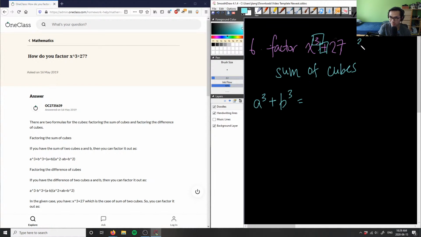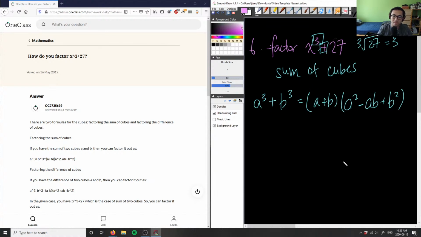So let me write on the side here. The cube root of 27 is equal to 3. So therefore, for the sum of cubes, we can use this and get a very nice equation here. Back to the formula, we have a cubed plus b cubed is going to equal a plus b times a squared minus ab plus b squared. And this here is going to be our formula for the sum of cubes.